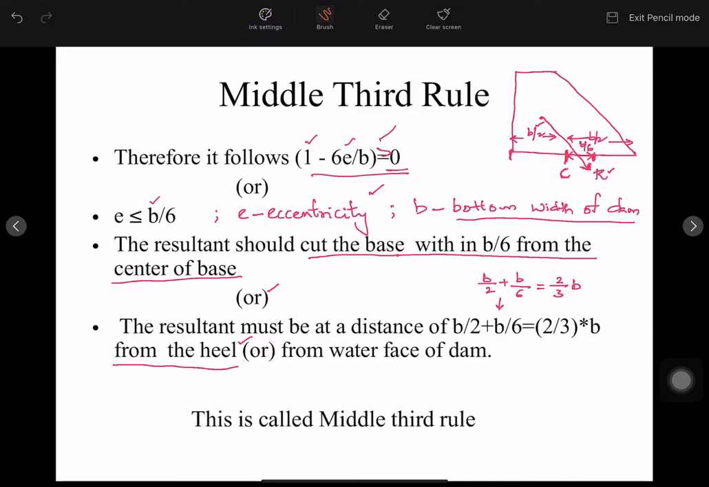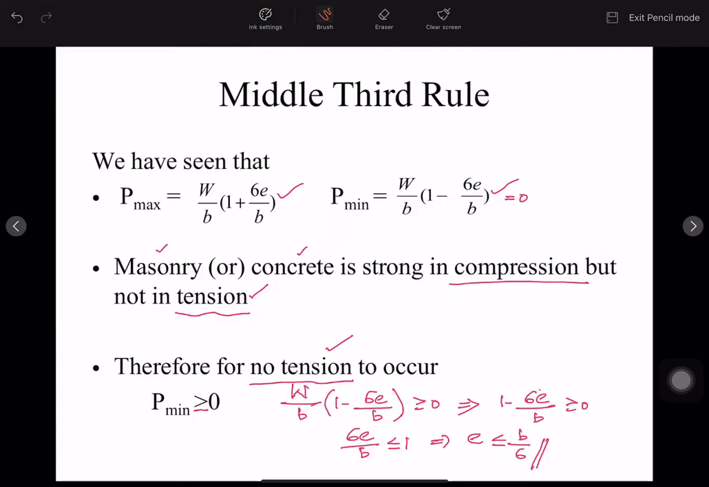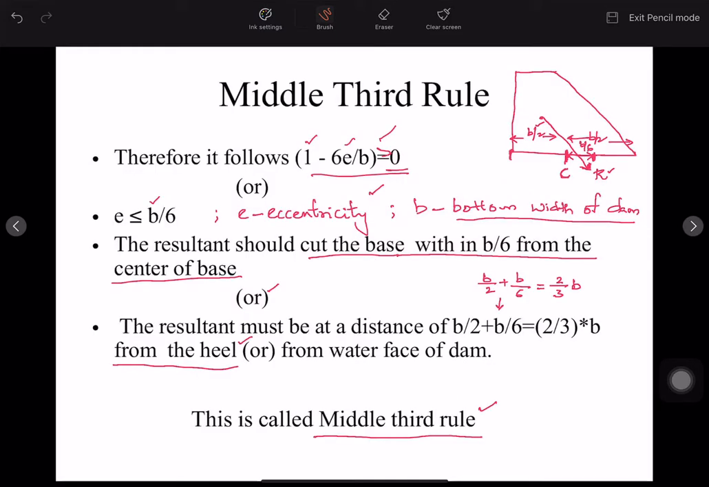So such a condition leads us to this rule, which is known as the middle third rule. If this rule is followed, we can achieve a condition of no tension in the dam material. Okay, so the middle third rule is for no tension in the dam material.